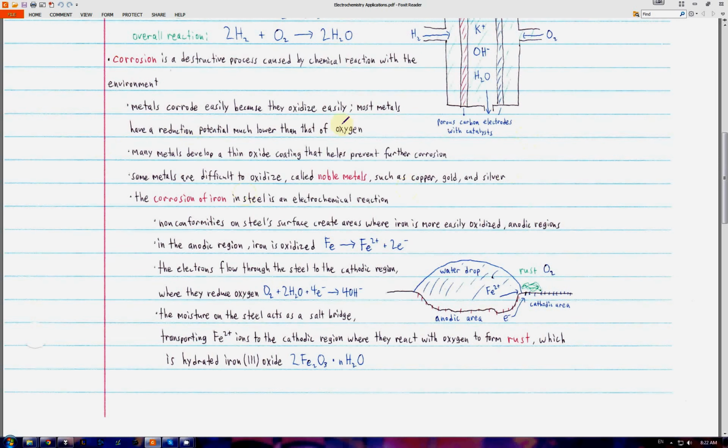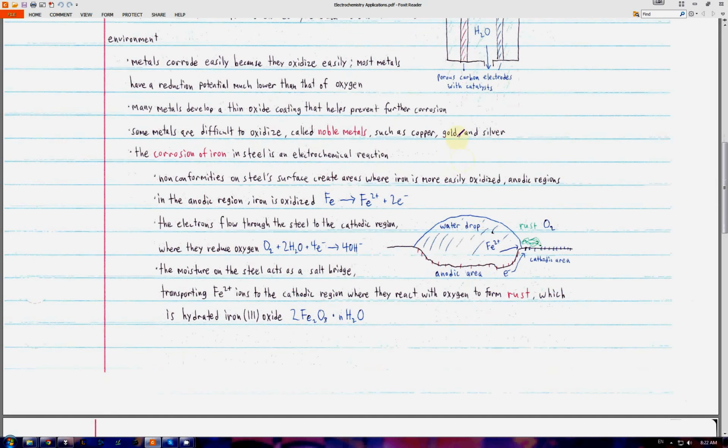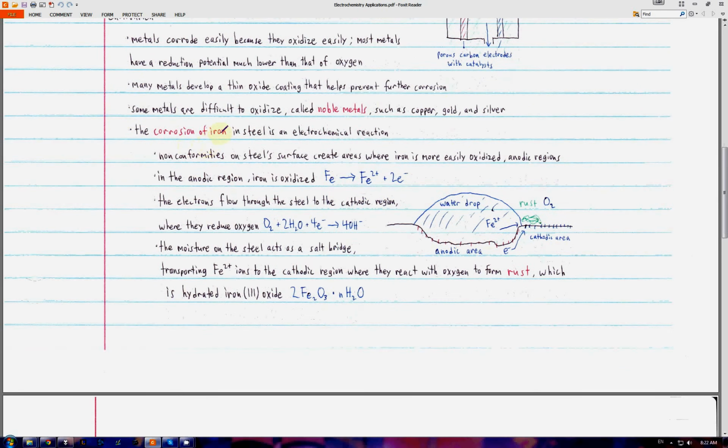So metals often develop a coating of oxide that helps prevent further corrosion. So like the whole metal isn't just destroyed by the oxygen. Now, some metals such as gold are hard to oxidize. If you look at the table, gold actually has a positive reduction potential. So these are called noble metals because they don't easily oxidize.